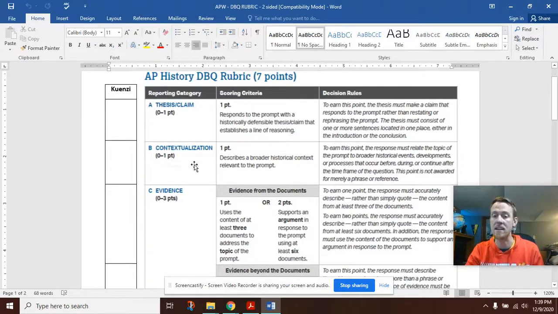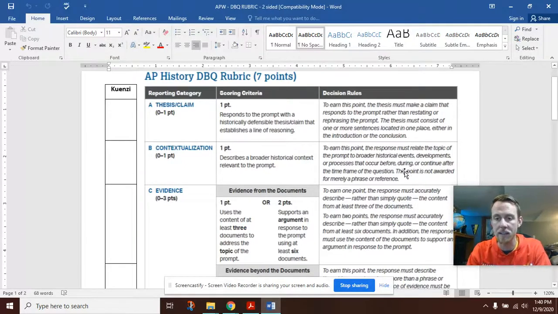Now, I would also say in your intro, I would also hammer contextualization. So I would also put that in your introduction. Contextualization is one point, and what contextualization is asking you to do is describe a broader historical context that's relevant to the prompt. Notice over here it says to earn that point, you have to be careful. You could look at historical events or processes that are occurring at the same time, but in other places, or you could look at things that were going on before or after your question.